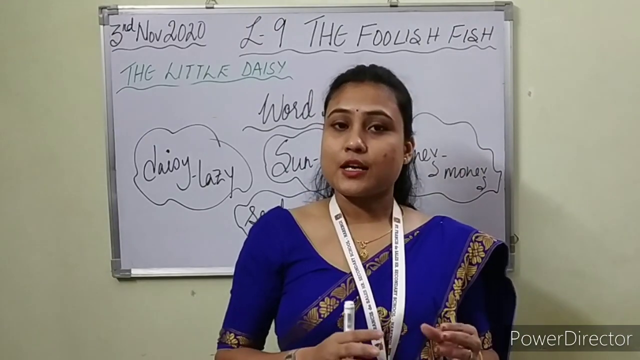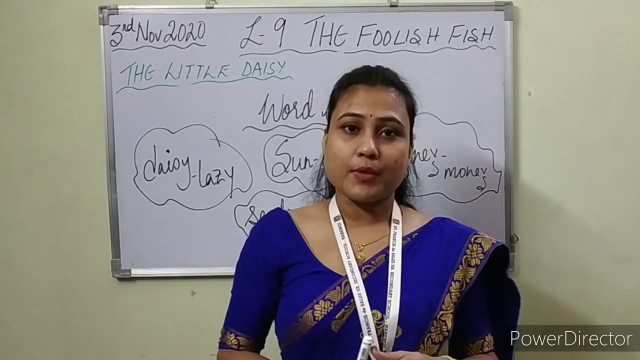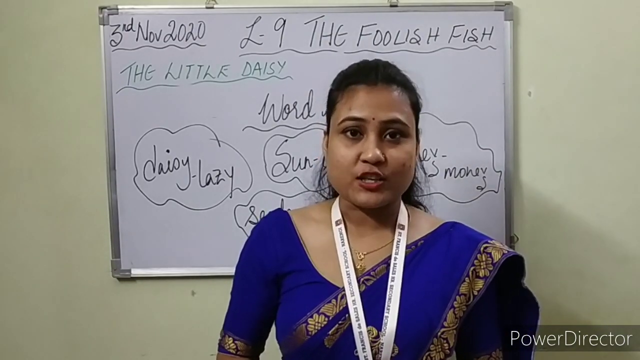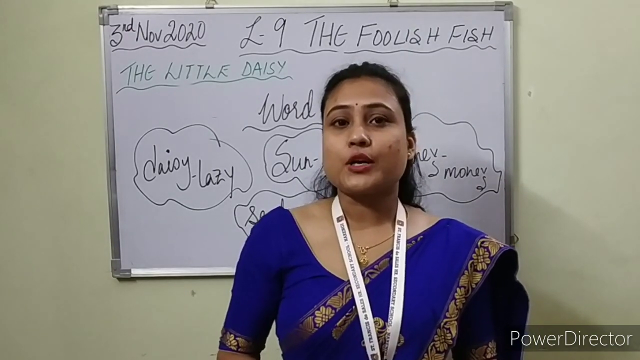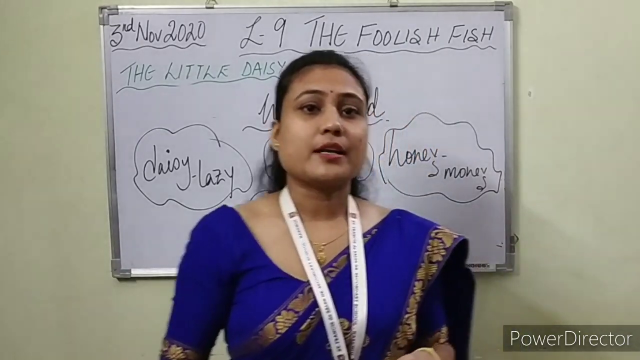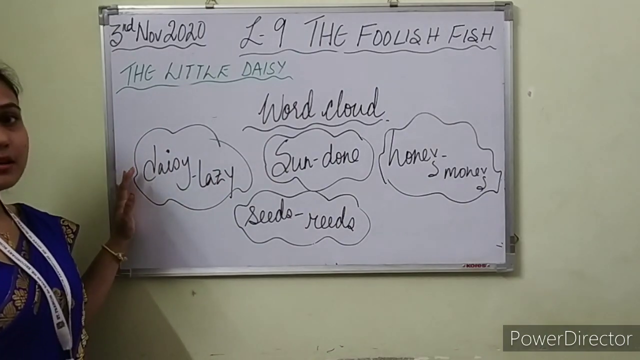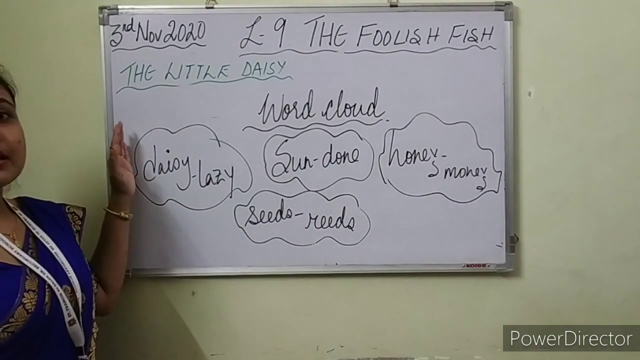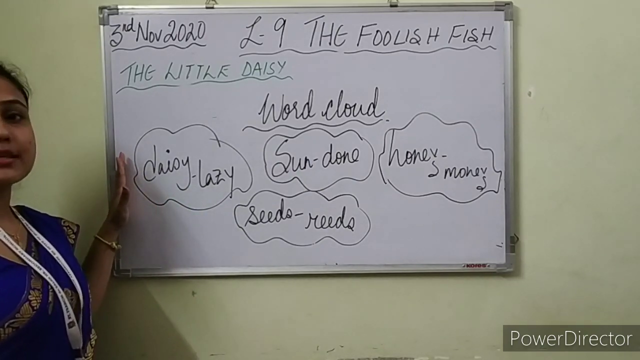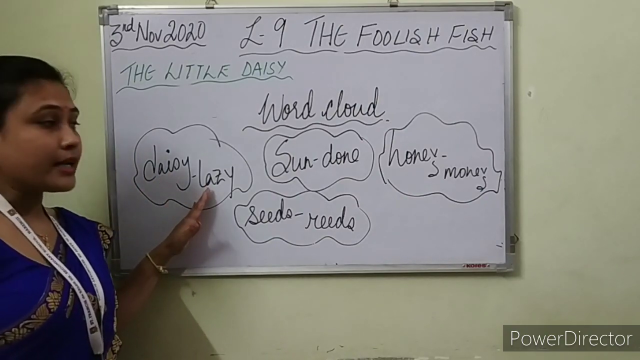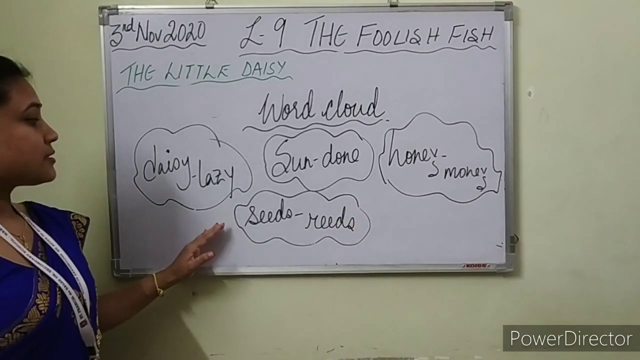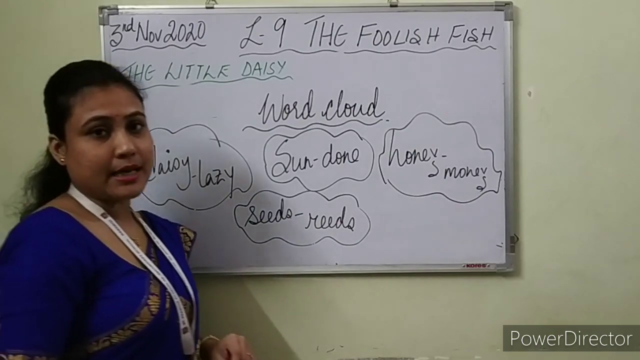So my dear students, in today's class we will be learning lesson number 9, where we will be covering the reading section. But before that, let's do a quick recap of what we did yesterday. We learned about a word cloud from the poem The Little Daisy. We came across rhyming words like daisy, lazy, sun, done, honey, money, seeds, reeds. Can you remember that?